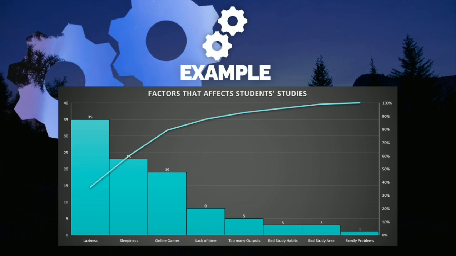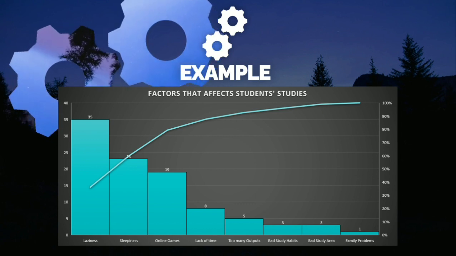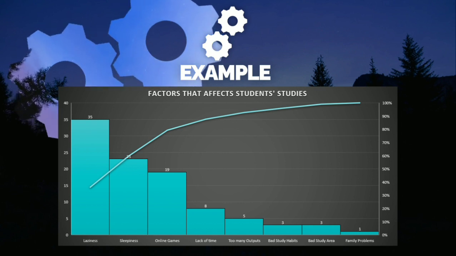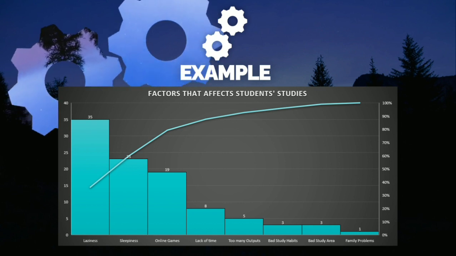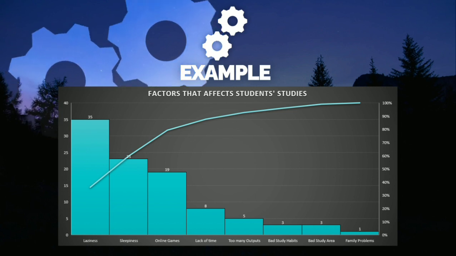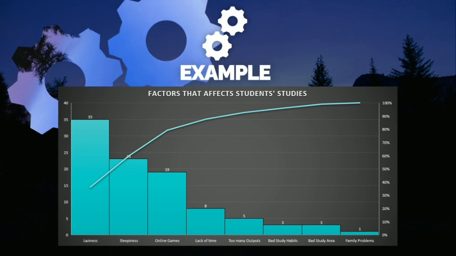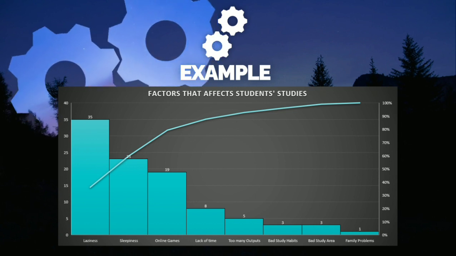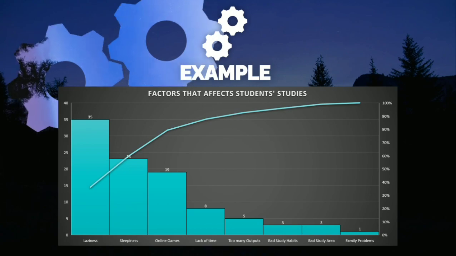There are actually 8 factors here. 3 factors out of 8 represent about 20%, so our Pareto principle applies here. 3 of the 8 factors account for 80% of the factors. That's the area where students would concentrate to remove or change the factors that affect their studies.